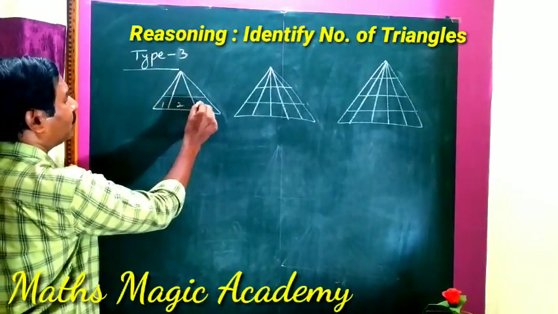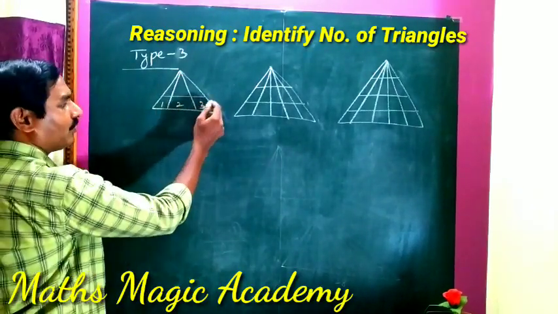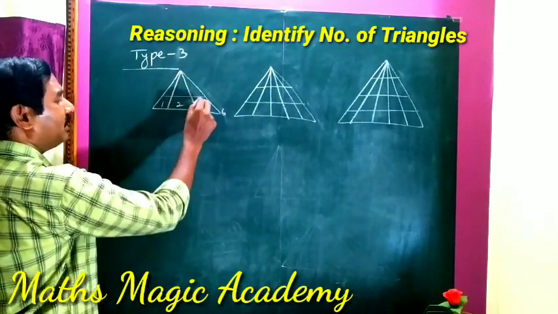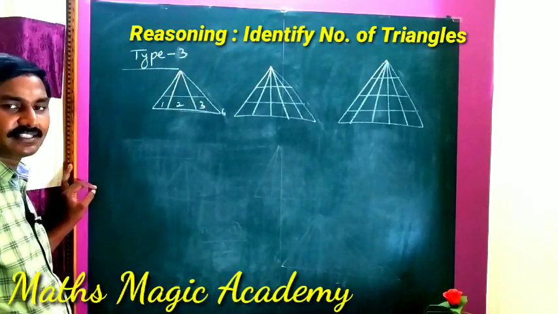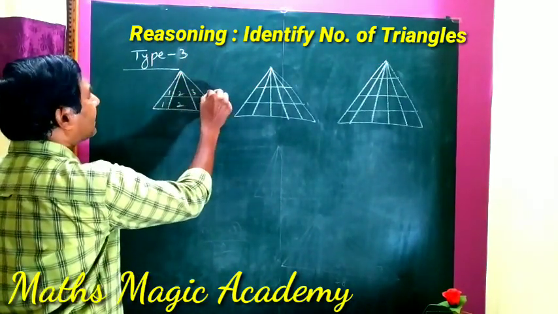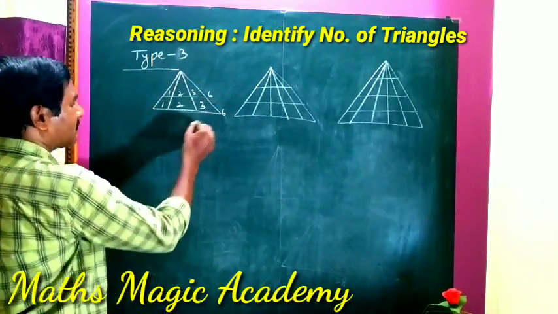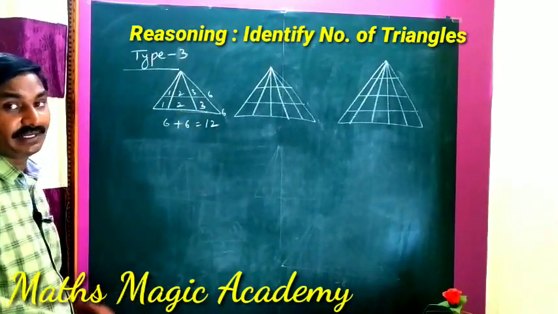Here 1, 2, 3 is there. 1, 2, 3. So 3 after 4, 3 4s 12, 12 by 2 is 6. That means for this base, it is getting 6 triangles. And for this base also, it is getting 6 triangles. That means 6 plus 6 equals 12 triangles.